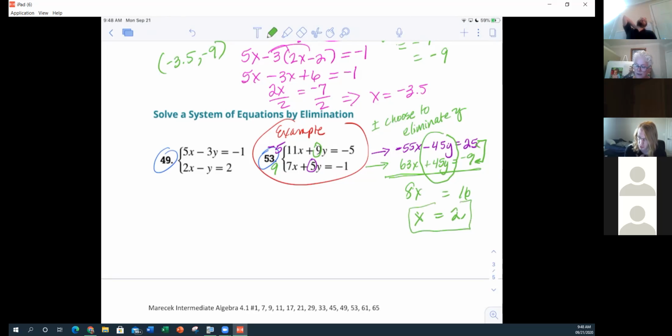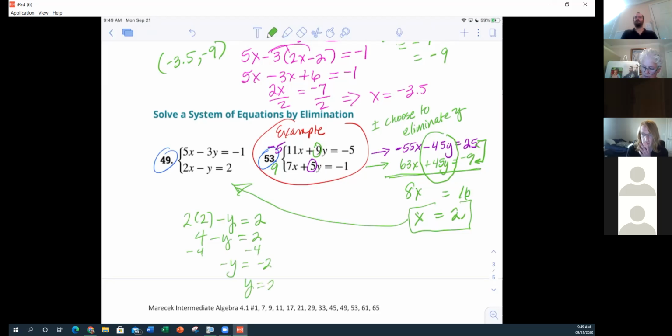Then I can plug this number back into either one of my earlier equations. I'm going to pick the second one. It just looks nice and easy. So 2 times 2 minus y equals 2. 4 minus y equals 2. Subtract the 4. Negative y equals negative 2. So y equals 2. And so I get 2, 2 is my solution.